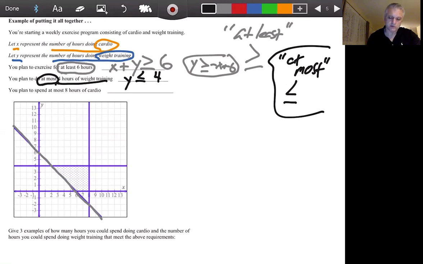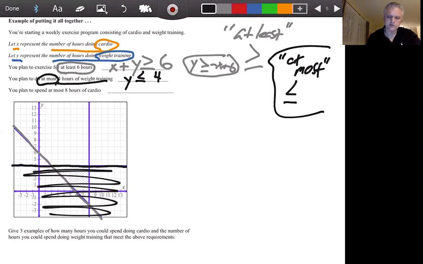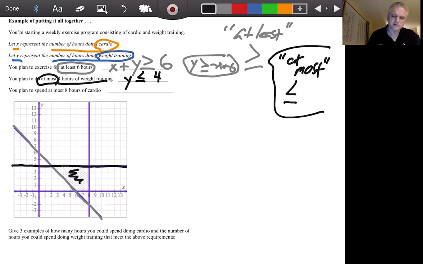Well, check this out. Y equals 4 is this boundary line. And then less than would shade here. Notice that the part that is the solution would still be part of that.